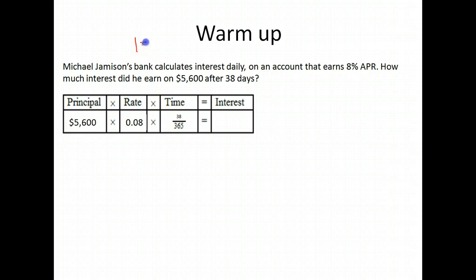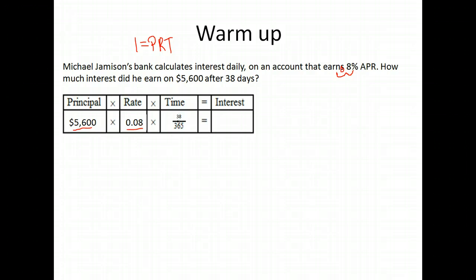Let's remember, for simple interest, the interest is the principal times the rate times the amount of time that's in the account. And again, the time is in years. So they've done this down here. The principal is the amount you put in to the account, so that's $5,600 times the rate of 8%. Remember, when we put percents in, we move the decimal two places to the left. That's why it's 0.08 times the amount of time.